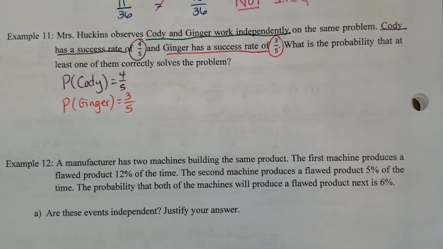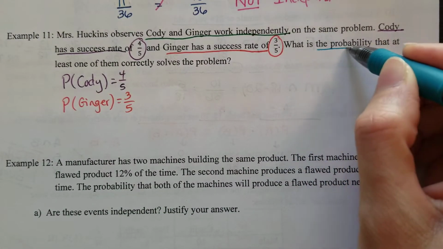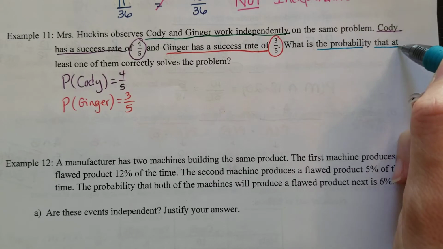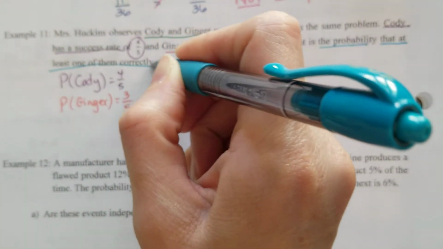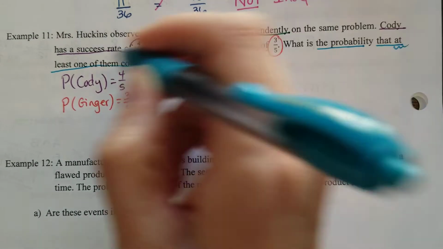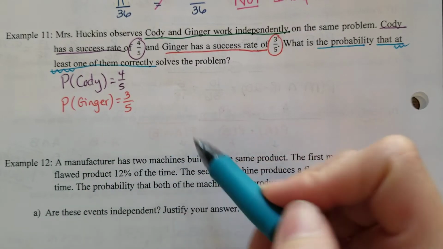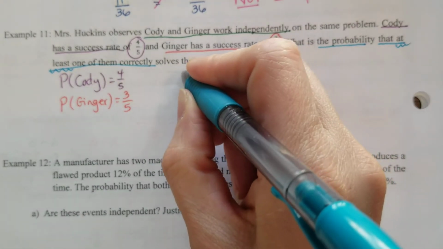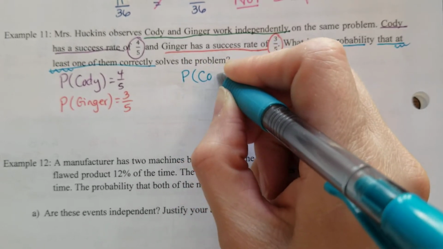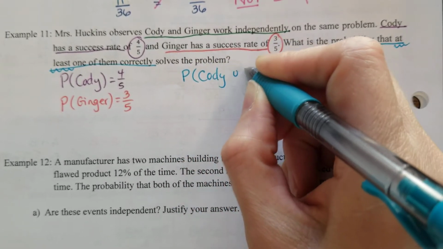We are being asked to determine the probability that at least one of them is correct. This phrase "at least" is the important phrase there. Remember that if it's at least, that means either Cody or Ginger. It doesn't have to be both. So we're being asked to find the probability of Cody or Ginger.